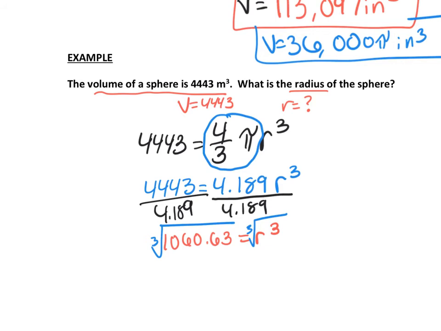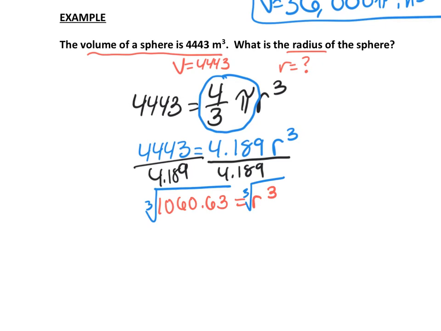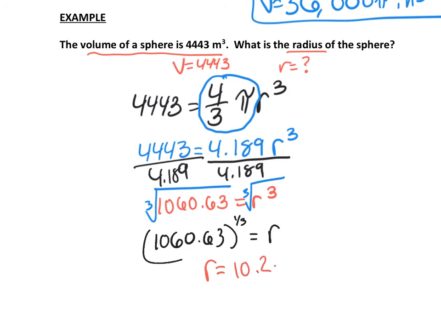So you kind of have two options for how you can plug this cubed root in your calculator. Option 1 is to treat the cubed root as a rational exponent, meaning a fractional exponent. The cubed root is the same as raising something to the 1/3 power. So in your calculator, in parentheses, do your 1060.63, close your parentheses, and then hit your caret button, and then in parentheses put 1/3, 1 divided by 3, and hit enter. And you'll get r equals 10.2 meters in this case.